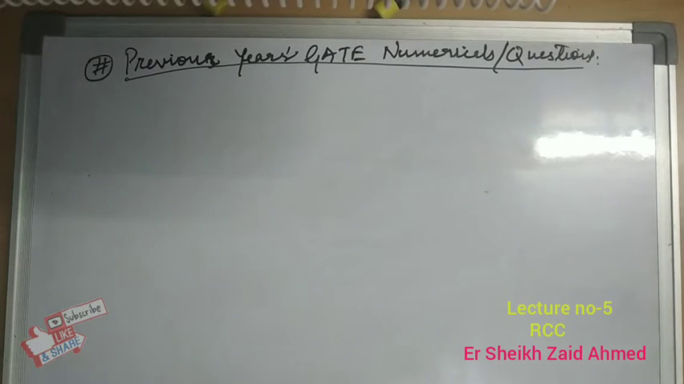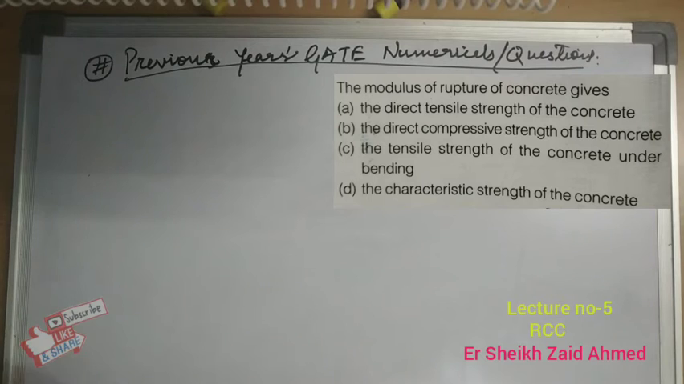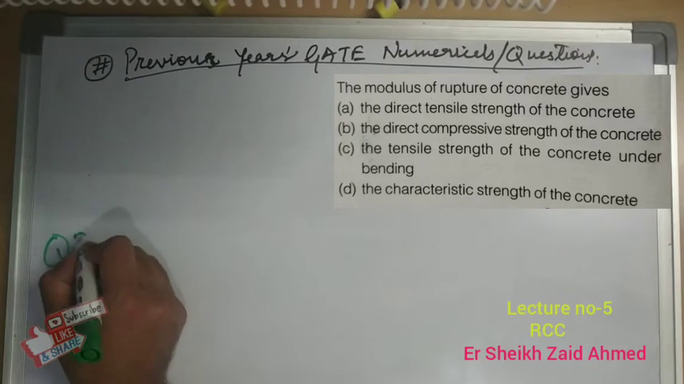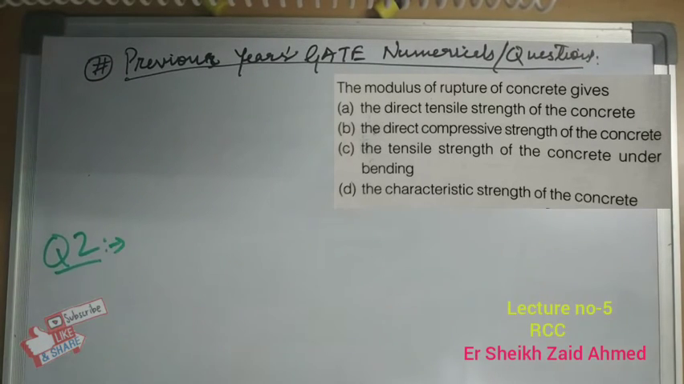Now coming to the second question, your question number 2. So question number 2 says the modulus of rupture of concrete gives. The 4 options on the screen are direct tensile strength of the concrete, second is the direct compressive strength of concrete, third option is the tensile strength of the concrete under bending, and fourth option says the characteristic strength of the concrete.